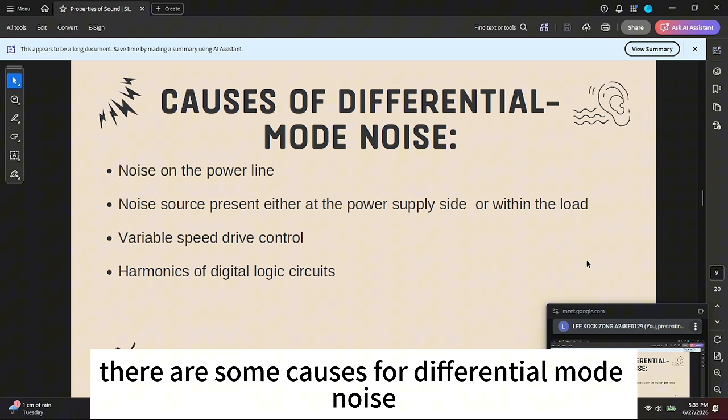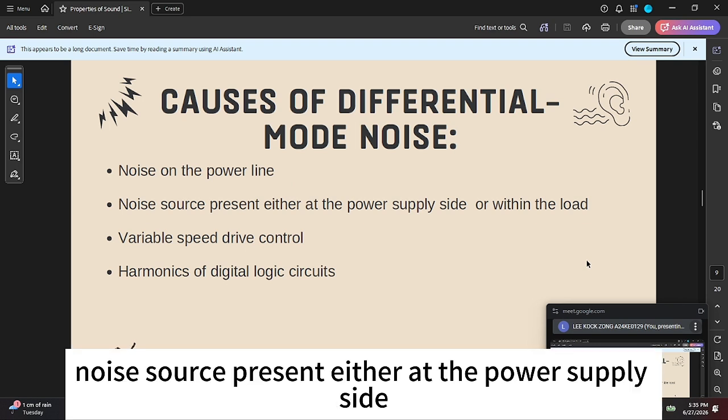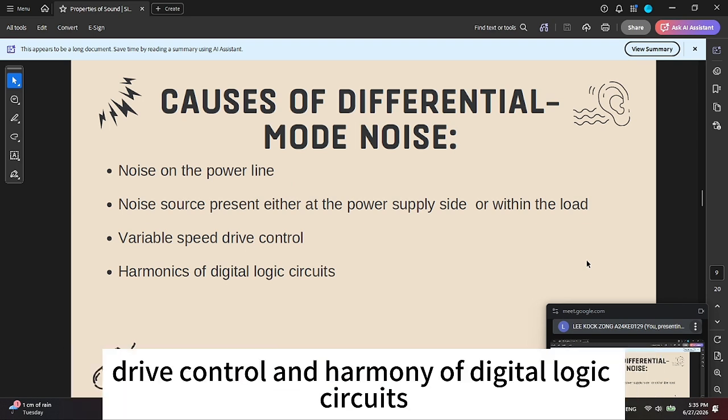There are some causes for differential mode noise, which include noise on the power line, noise sources present either at the power supply side or within the load, variable speed drive control, and harmonics of digital logic circuits.